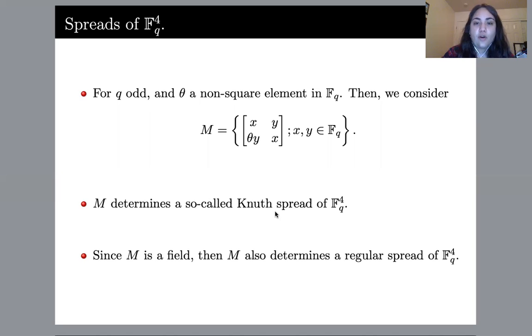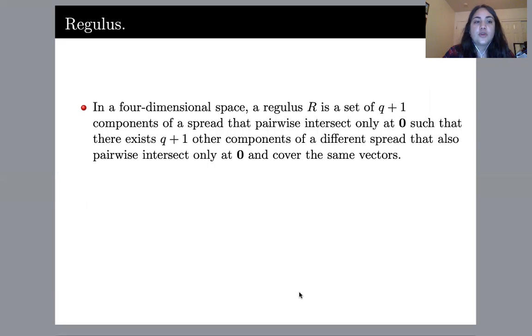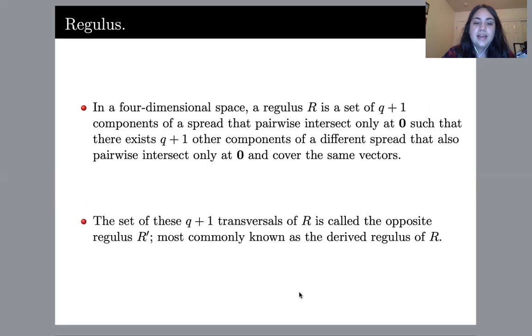So now that we have our object of focus, we're going to continue by defining a new geometric object: a regulus. In a four-dimensional space, a regulus R is the set of q+1 components of a spread that pairwise intersect only at the zero vector, such that there exist q+1 other components of a different spread that also pairwise intersect only at the zero vector and cover the same vectors. The set of all of these q+1 transversals of R is called the opposite regulus R', most commonly known as a derived regulus of R.